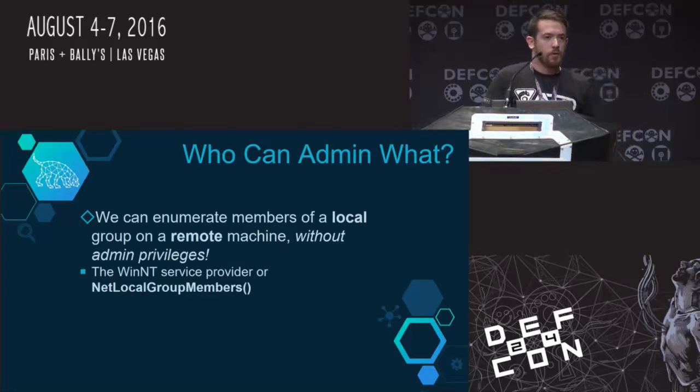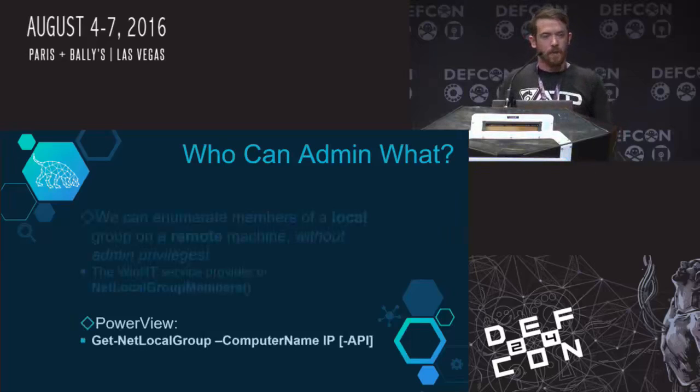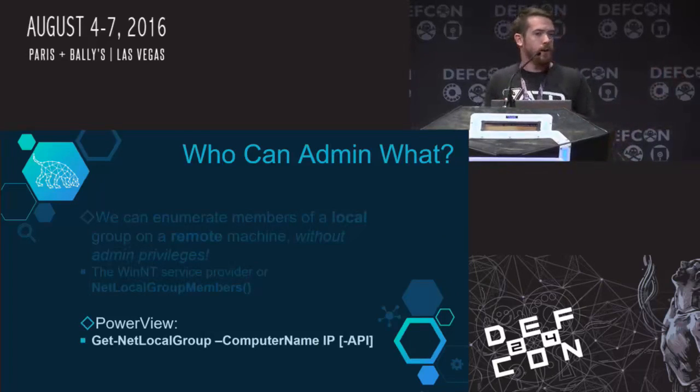There's 2 ways you can do this. You can use the WinNT service provider, which is a remnant of NT domain deployments, and you can also use this particular NetLocalGroupGetMembers call. Just point it to a remote server, and it happily gives you back who the members of local administrators are, their domain SID, whether they're a group or user. The function in PowerView that does this is Get-NetLocalGroup. You just pass an IP, a NetBIOS name, or a computer name. If you would like to use the API call, you can do the -API flag. By default, it does the Win32 provider.